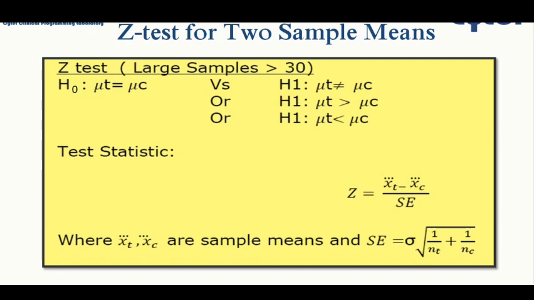Or if you are sure that your drug is going to increase the response, then you will formulate the hypothesis as mu t greater than mu c. If you are sure that the drug is meant for lowering something such as blood pressure, then you formulate the hypothesis as H1: mu t less than mu c. So, you will be in either of these situations. Okay, fine. Now, what will you do?